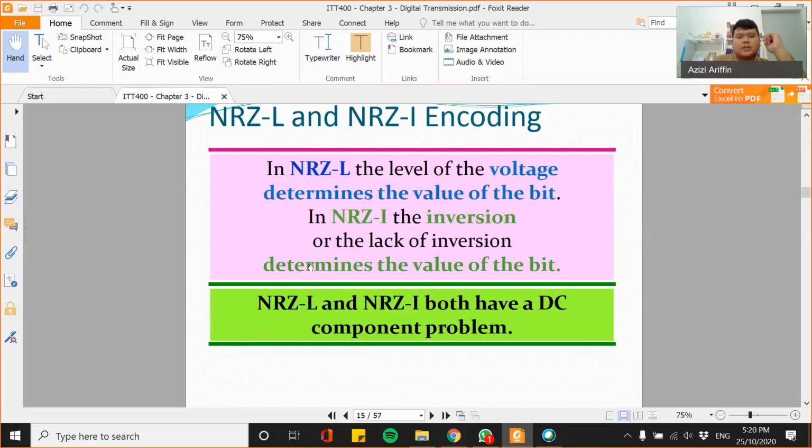Okay, so in NRZ-L, the level of voltage determines the value of the bit. In NRZ-I, the inversion or the lack of inversion determines the value of the bit. And NRZ-L and NRZ-I both have a DC component problem.